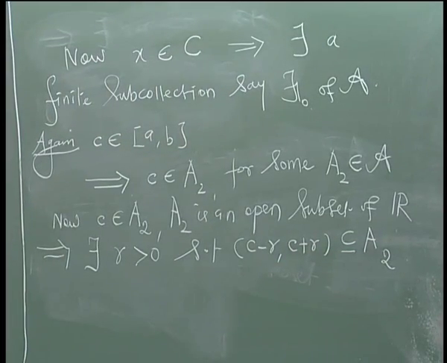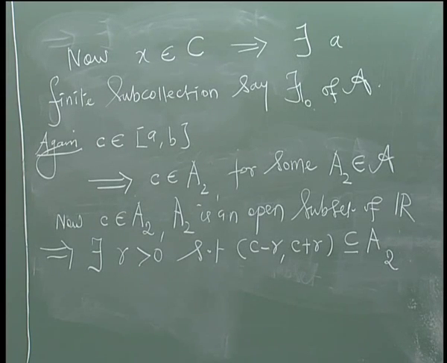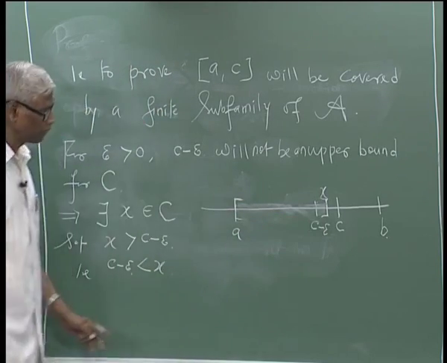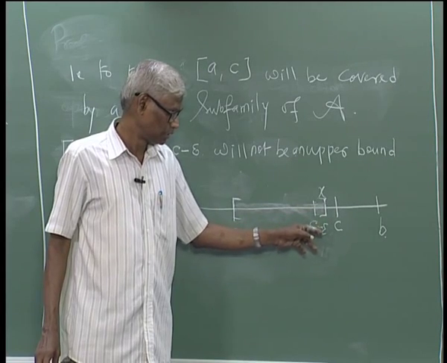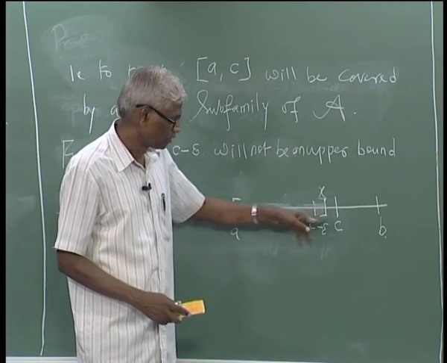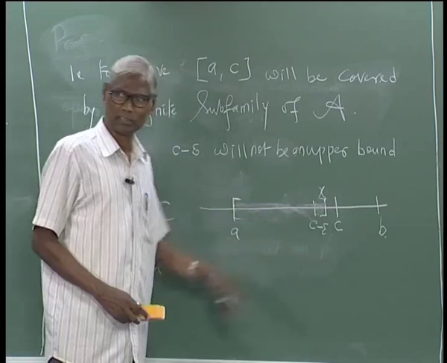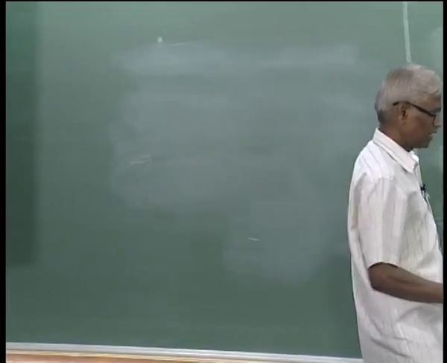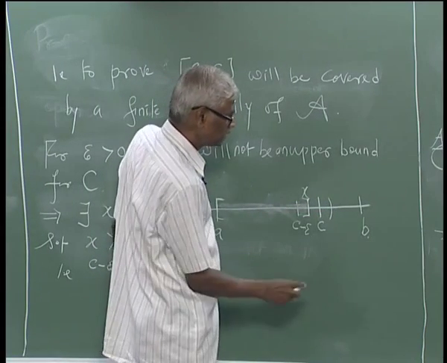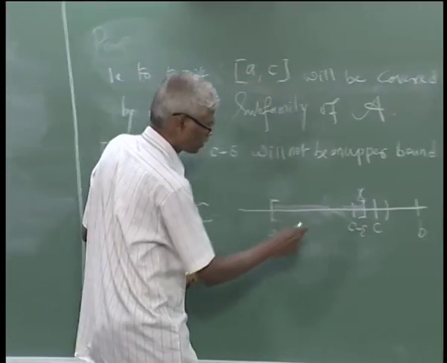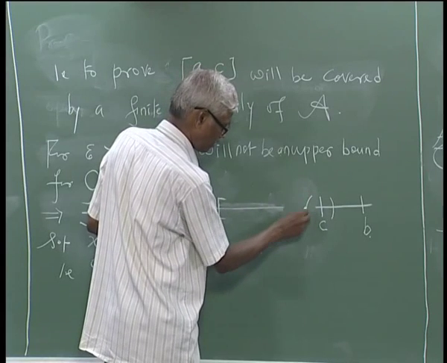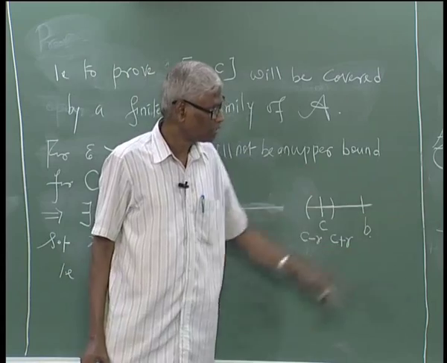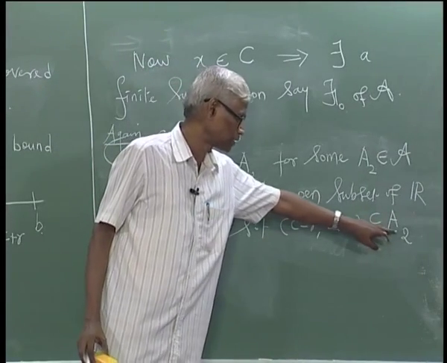So, now we have the set a to c minus epsilon is covered by a finite subcollection of script A. And what about this side? So the open interval c minus r to c plus r is contained in A2.